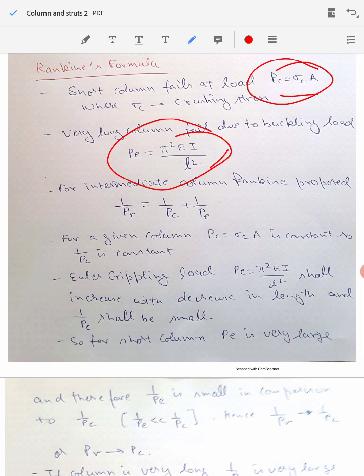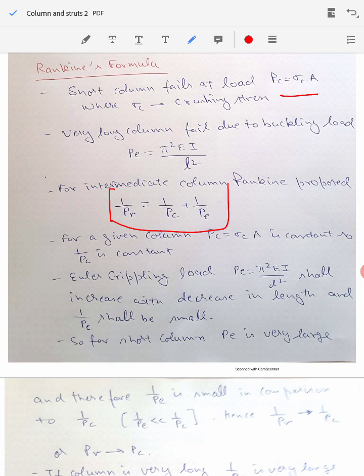For the long column, it is given by P is equal to pi square EI by L square. What is in between them? What is for a column which is neither short nor very long? So for these intermediate columns, Rankine proposed the formula which is given by 1 by PR equal to 1 by PC plus 1 by PE. This is what he proposed.